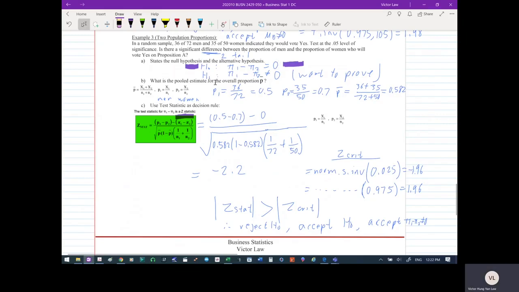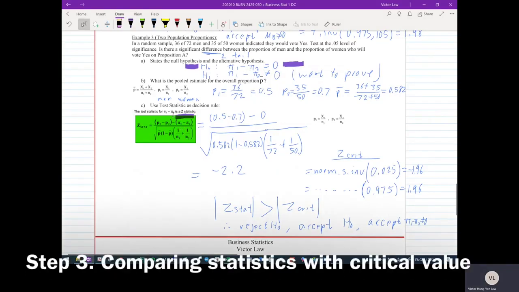And H1 is what we're trying to prove. We want to prove that pi1, proportion 1, does not equal proportion 2. This is what we want to prove. So that's your second step. Third step is you calculate the statistics. You compare that statistics with the critical.